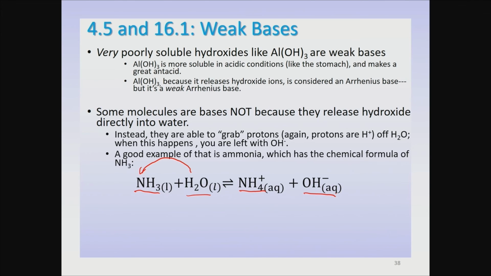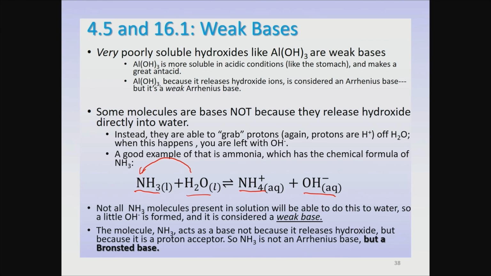And so here we're creating hydroxide in a different way. It's not being created from an ionic salt that contains hydroxide. Rather, you have a different molecule that is accepting protons from water to create hydroxide. So this is another way to make a base, and this way is called the Bronsted method of making a base. This is a base that works by the Bronsted definition.